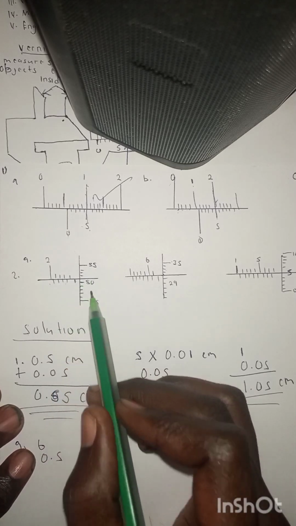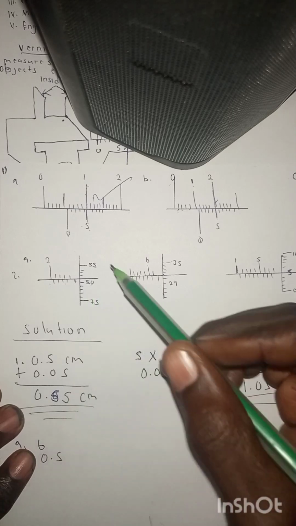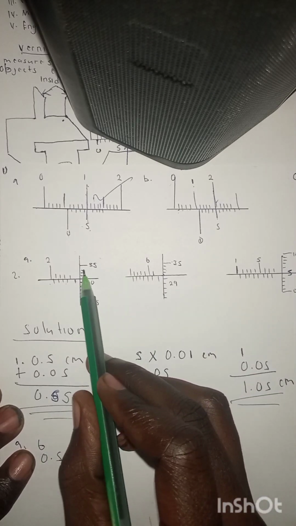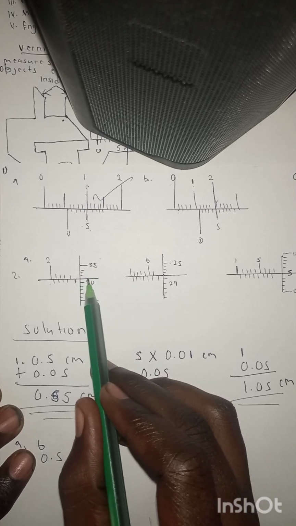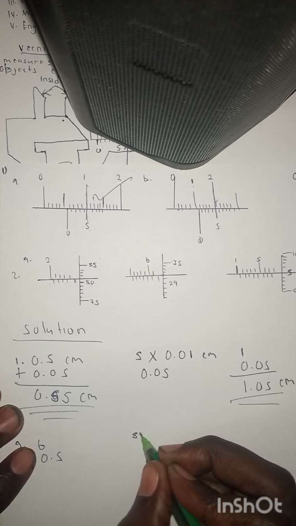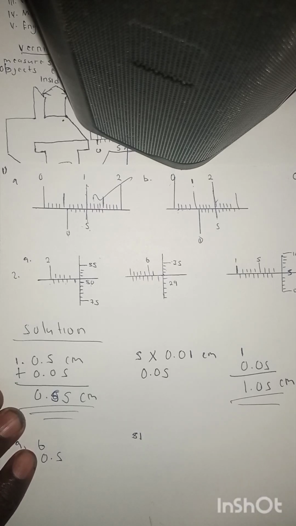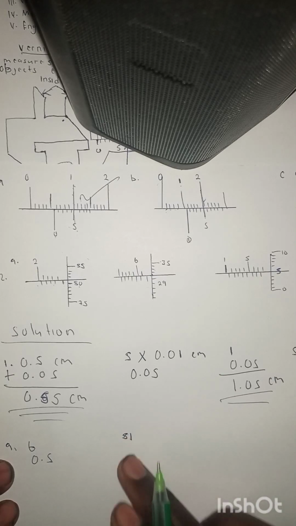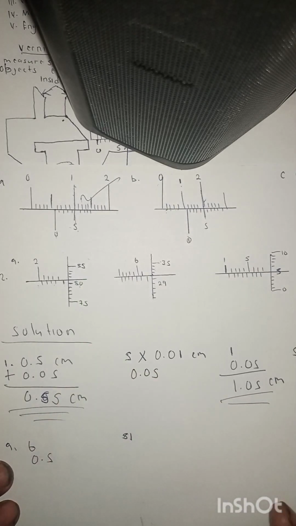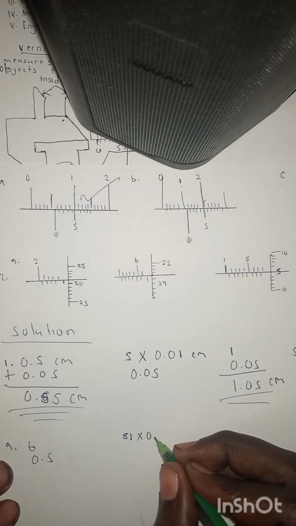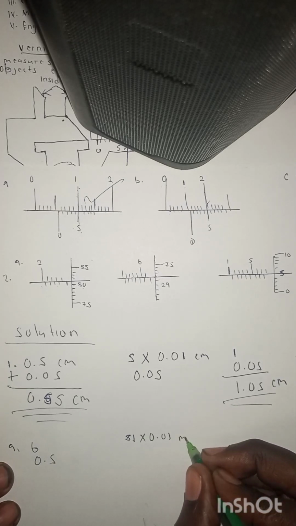As you can see, from 80 we have 85, so meaning this is 81, 82, 83, 84, and 85. So this line right here represents 81, right? You write it separately as well, then you multiply. You should never forget to multiply this digit by the accuracy, because if you do not, the answer will be wrong. So you multiply by the accuracy, which is 0.01 millimeters.